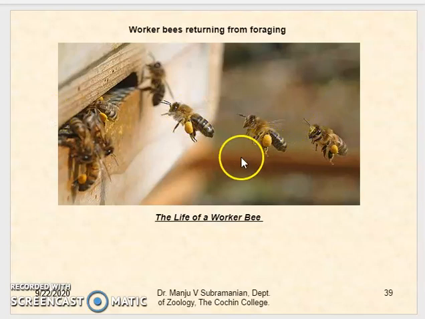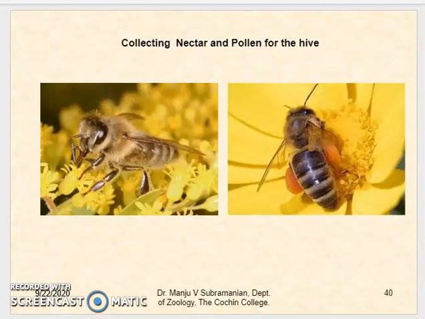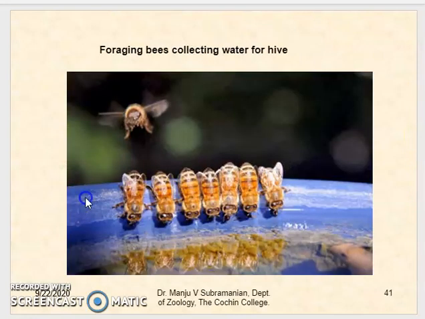Then there are the worker bees. This is a picture. You can see the worker bees returning after foraging with their legs loaded with pollen. You can see here the prothoracic leg is loaded with pollen. The pollen basket is filled with pollen. This is a picture of a bee collecting nectar and pollen from the flower. And this is a picture of foraging honeybees collecting water for the hive.